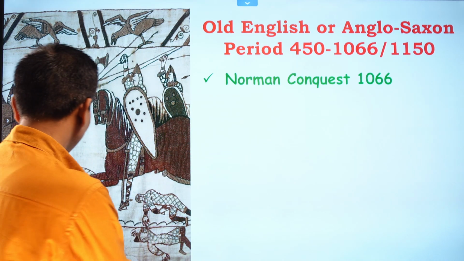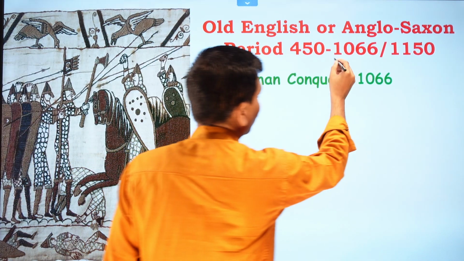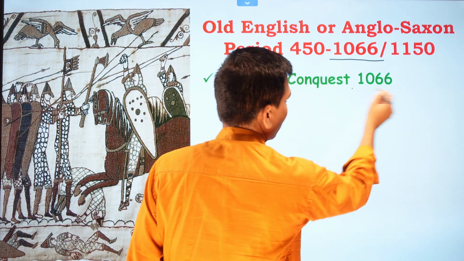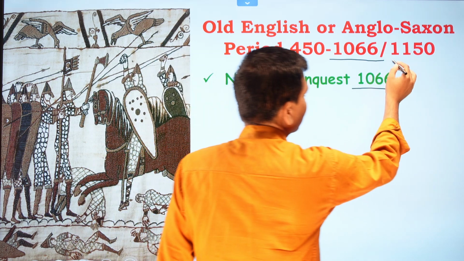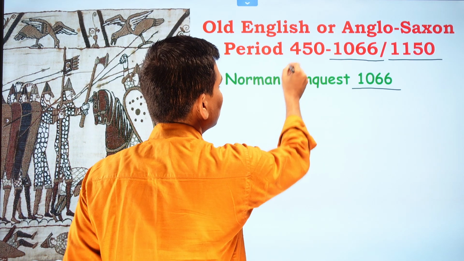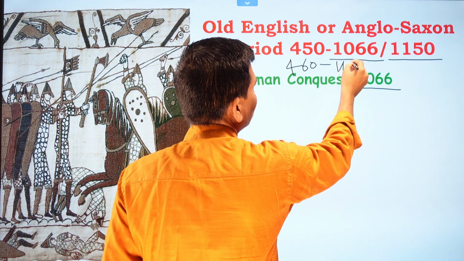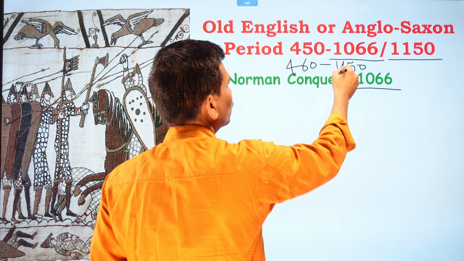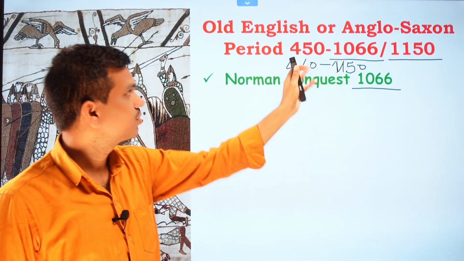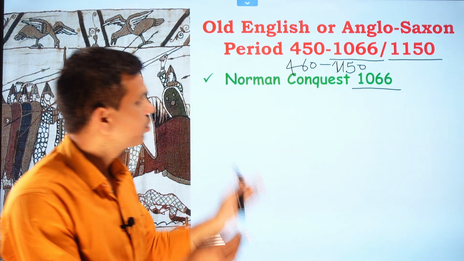Actually these dates are different, because there are many scholars who think that 1066 is the correct date because the Norman conquest happened in 1066, but some scholars consider that 1150 is the correct date, and sometimes the period is taken from 460 to 1150. So this is also one of the dates. You can consider the date according to your own opinion or your own review of the literature.